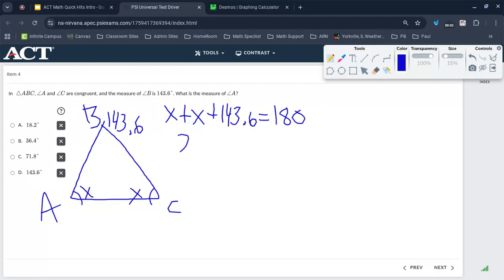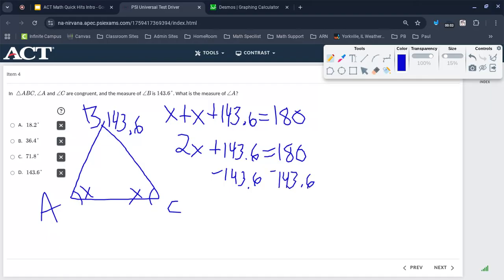The first thing I'm going to do is combine my like terms. So I end up with 2x plus 143.6 is equal to 180. And now I'm going to subtract 143.6 from both sides. Again, I'm trying to get that x by itself. I'm trying to undo all the operations happening to x. So I end up with 2x equals, right, and I have to do a calculation.